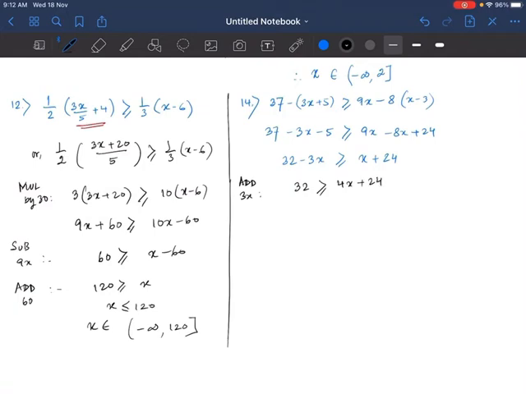Now we have 24 on the right hand side where there is x. So how to remove 24? I will subtract 24 from both sides.